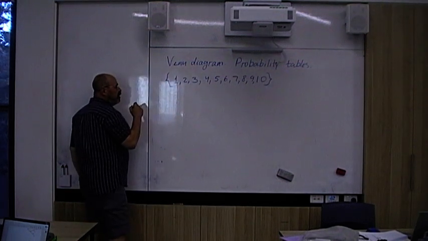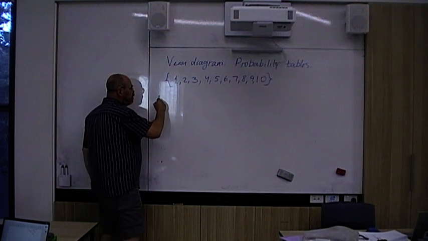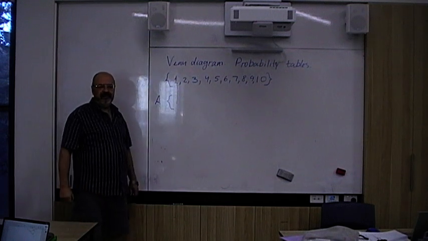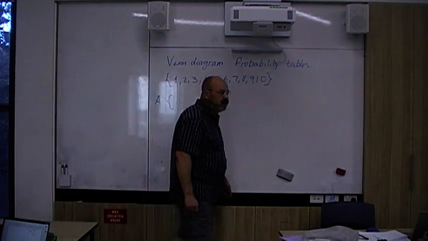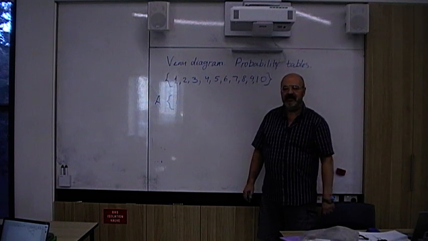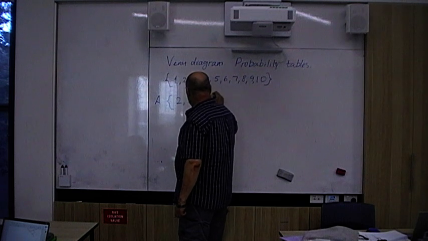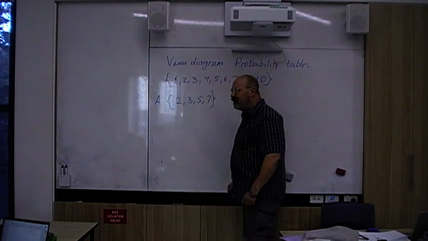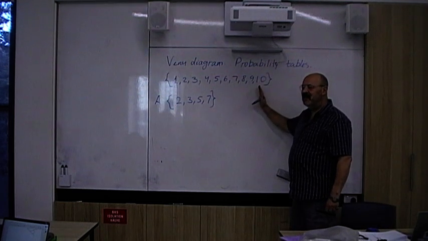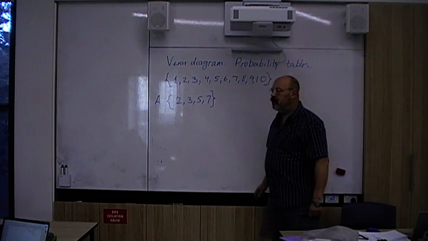And let's consider two events. Event A is choosing a prime number. Which numbers are prime numbers here? One is not a prime number. 2, 3, 5, 7. 9 is not prime. Is 11 in our sample space? No.